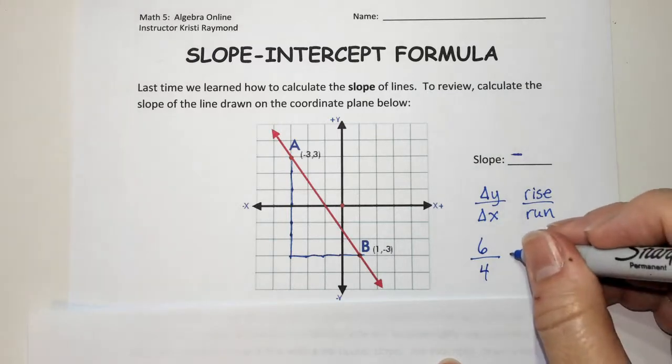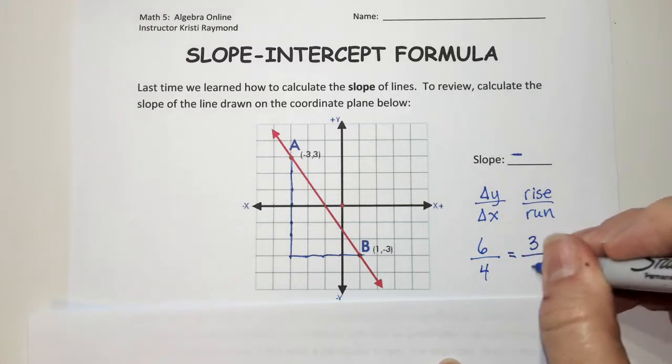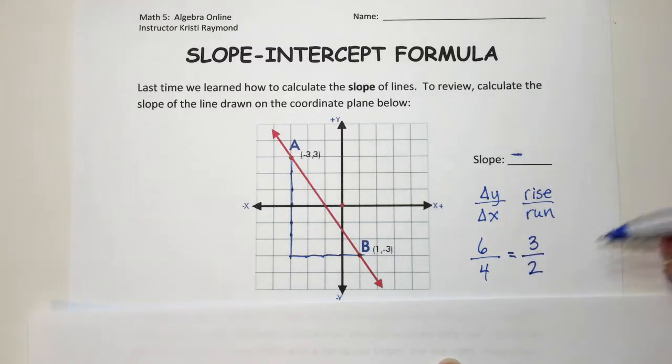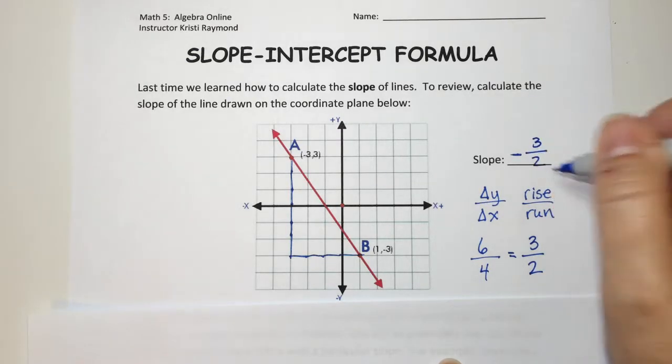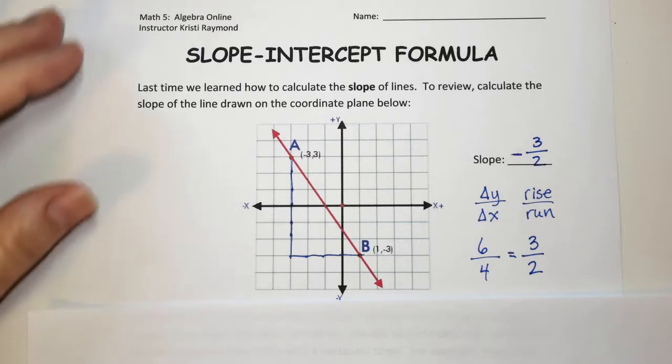Now slope can be reduced. I divide everything in half here and I get 3 over 2. So the slope of this line is negative 3 over 2.